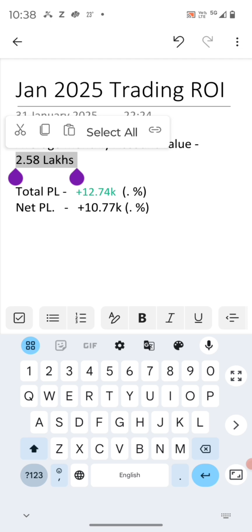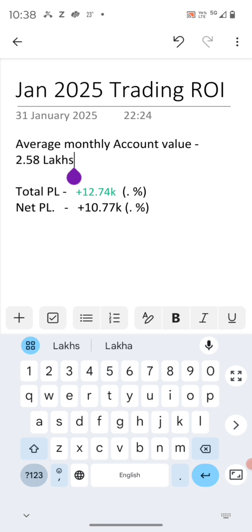But we will see in detail how we downloaded this statement and how we came to this total average amount of 2.58 lakhs deployed over the last 1 month, for the last 31 days. For your understanding, I can tell you this much.